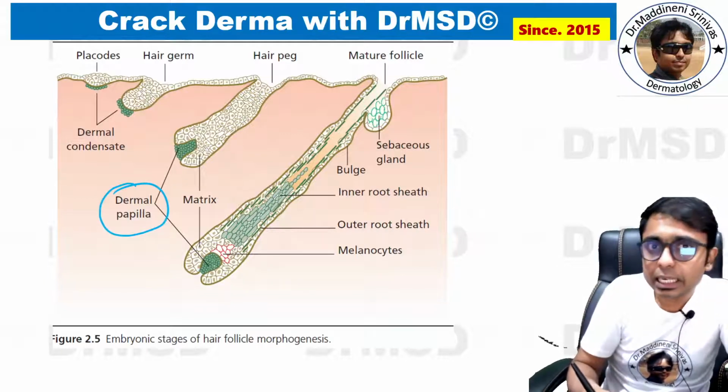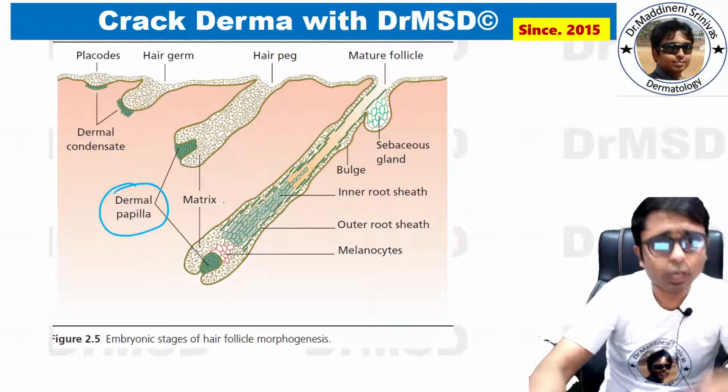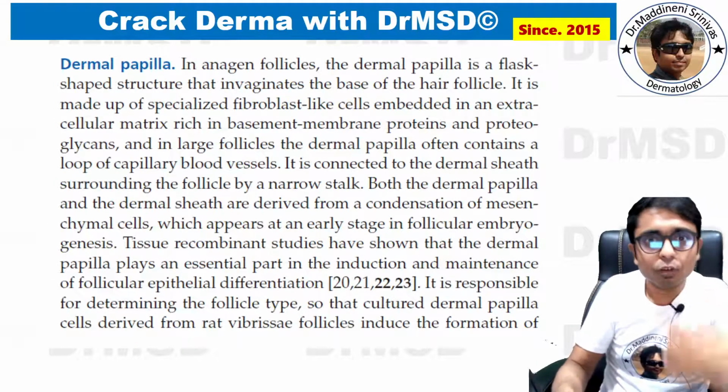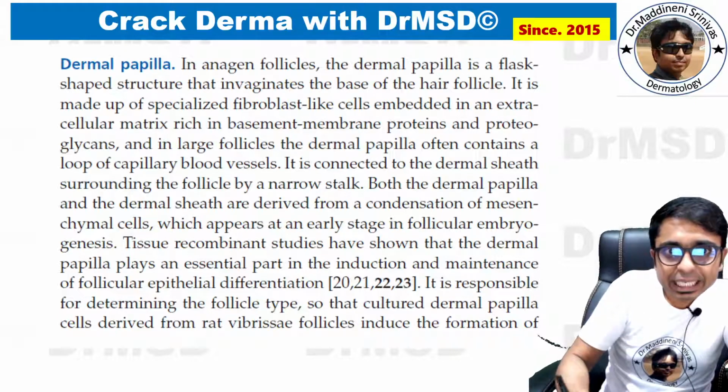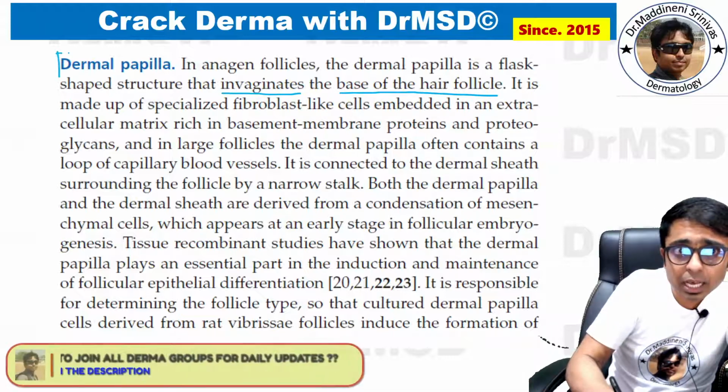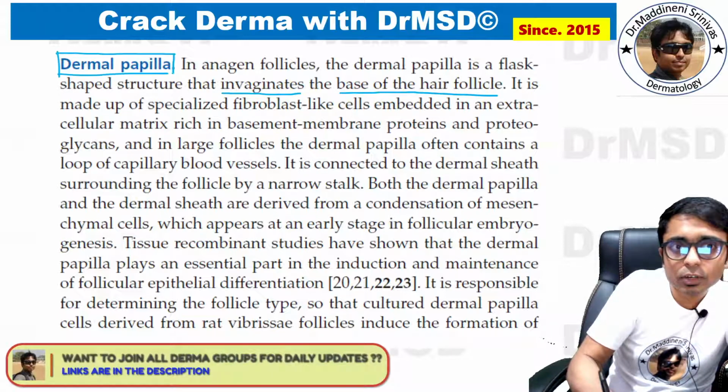So you are able to see the flask shaped projections, ingrowths which are present at the base of the follicle. So these invaginations which are present at the base of the hair follicle, these are called as dermal papilla. This is from Rook's textbook of dermatology.